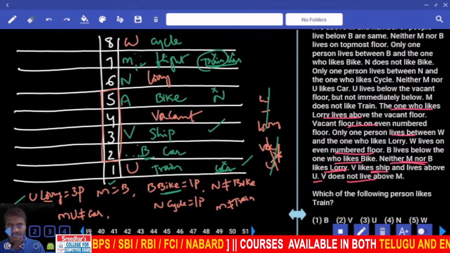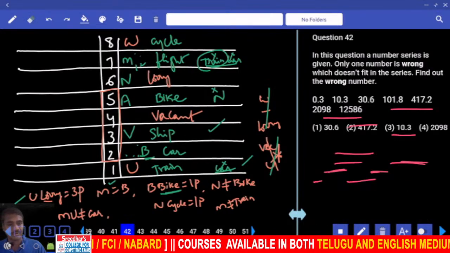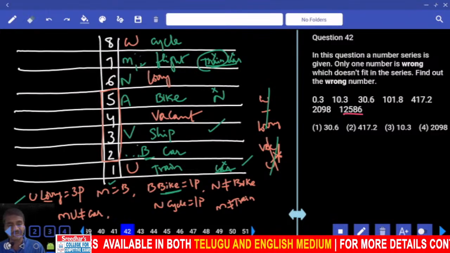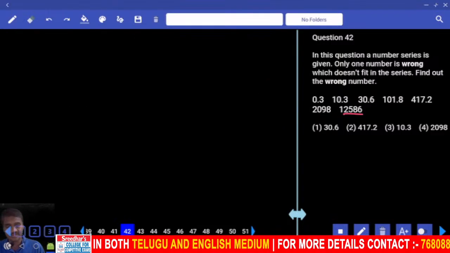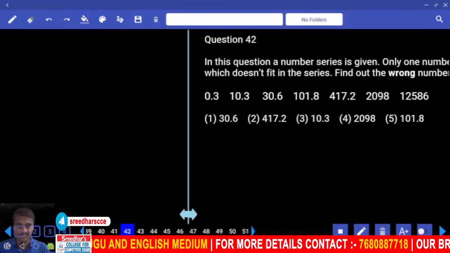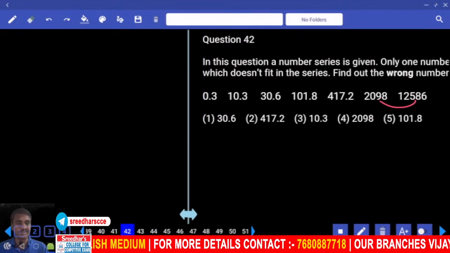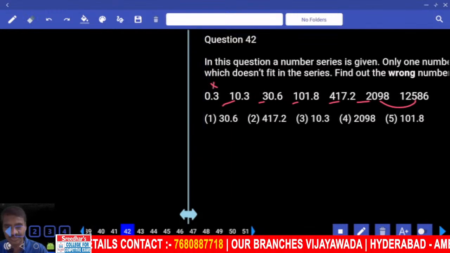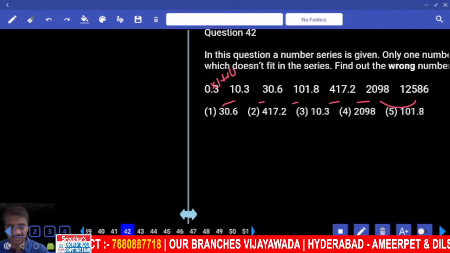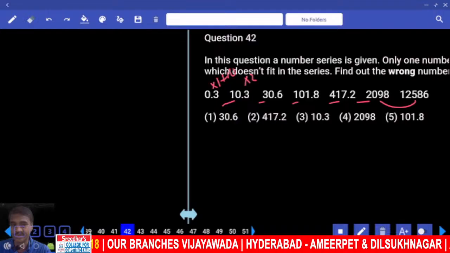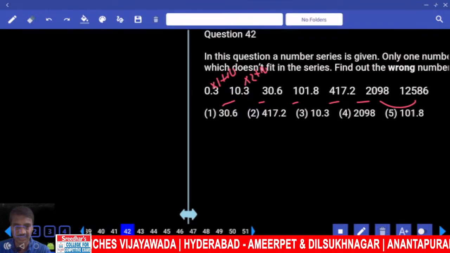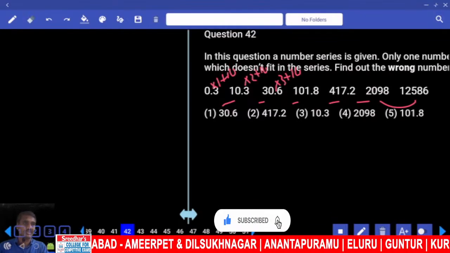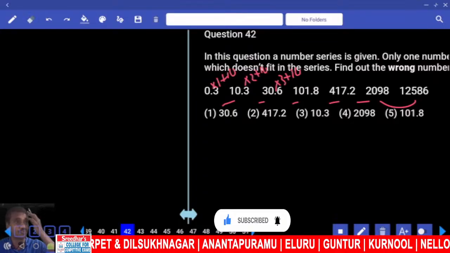Question 42 onwards. Numbers start at about 0.3 and end with 12,000. Numbers are increasing at a very fast rate, hence it must be product or combination. Then 2000, and this is how many times? 6 times: 6, 5, 4, 3, 2, 1. Then 0.3 into 1 plus 10. Then into 2: 20.6 plus 10, 30.6. Then into 3 plus 10: 30.6 into 3, 91.8 plus 10, 101.8.